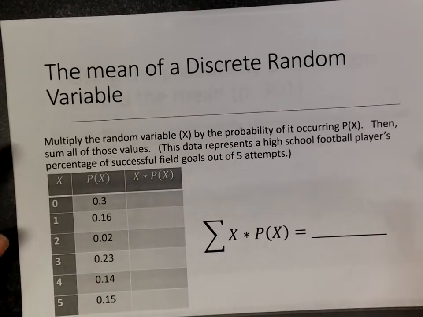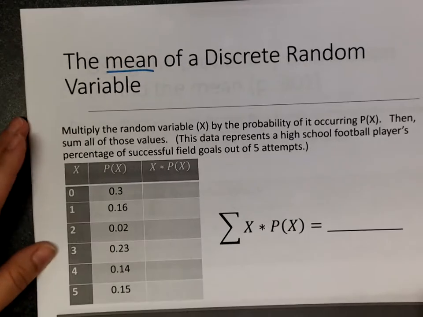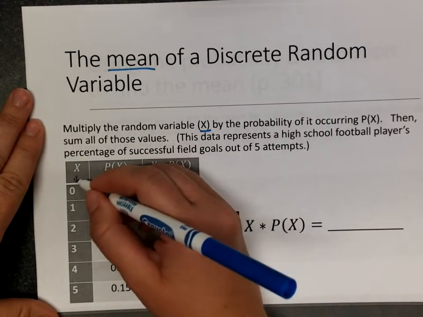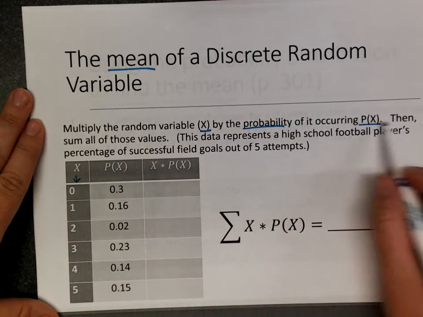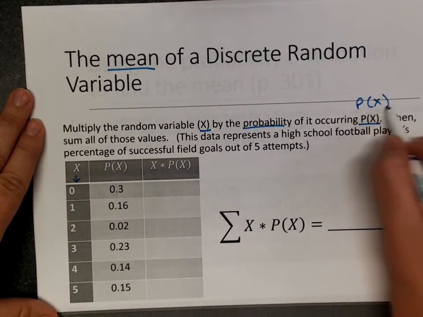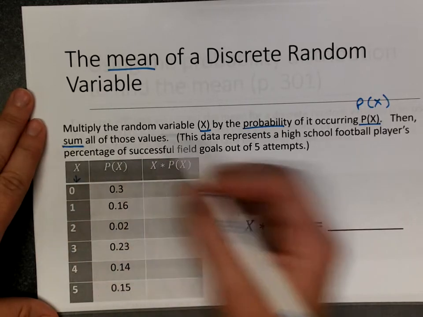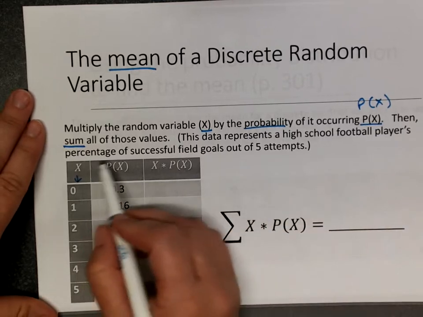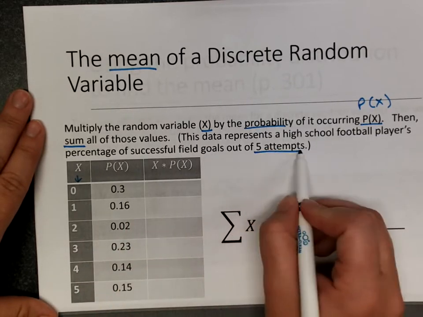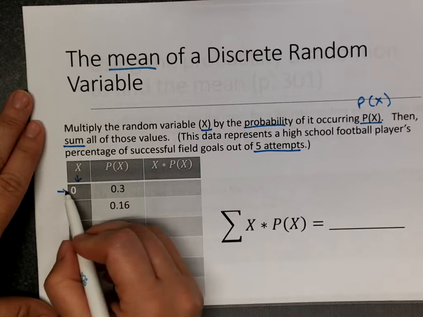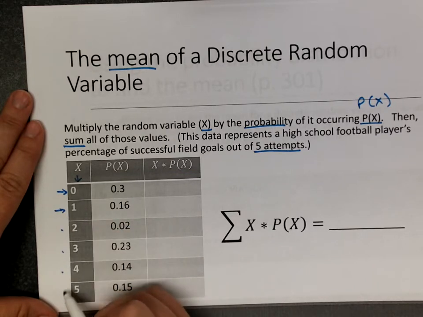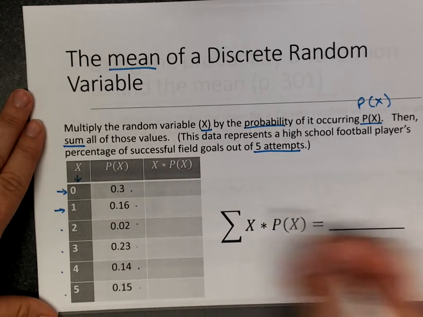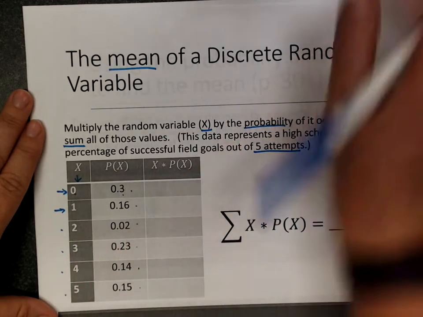So now we're going to look at the mean, or the average, of a discrete random variable. To do this, we multiply the random variable, or the different outcomes, with the probability of it occurring, which we call P of X, probability of X occurring. And then we take the sum of all of those values. So this data I pulled represents a high school football player's percentage of successful field goals out of 5 attempts. So we could have 0 successes, 1, 2, 3, 4, or 5 successes. And here's the probability of his past success. So I'm going to take each X value and I'm going to multiply it by its probability.